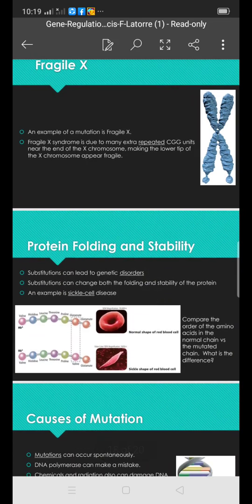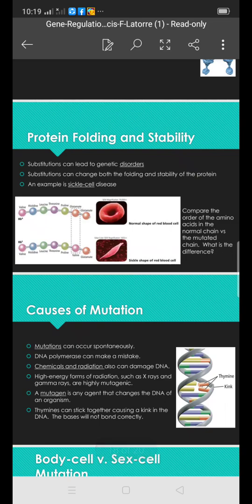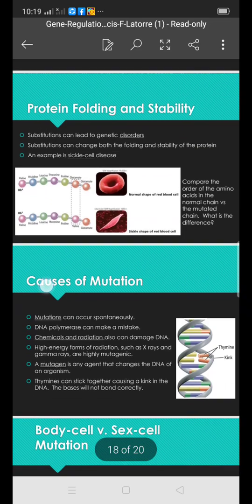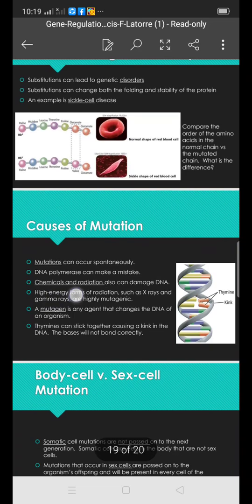Protein folding and instability. Substitution can lead to genetic disorder. Substitution can change both the folding and stability of the protein. An example is sickle cell disease. Compare the order of the amino acids in the normal chain versus the mutated chain. What is the difference?